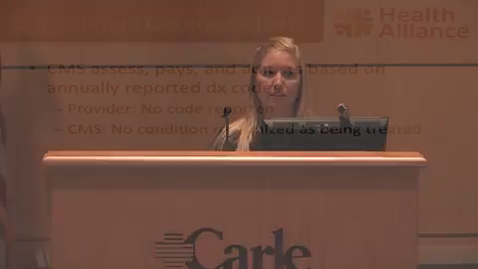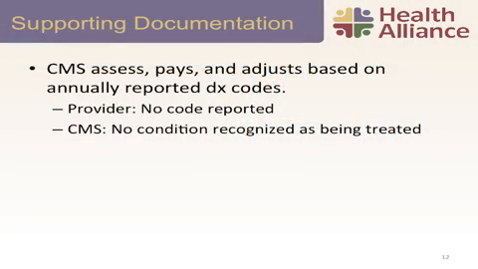So as April was saying earlier, CMS assesses, pays, and adjusts based off of the diagnosis codes that are reported in the hierarchical condition categories. This is an annual process, so CMS really resets every January 1. Patients no longer have those conditions on their records as far as risk adjustment is concerned. So it's up to our participating provider groups to report these codes at least once a year.